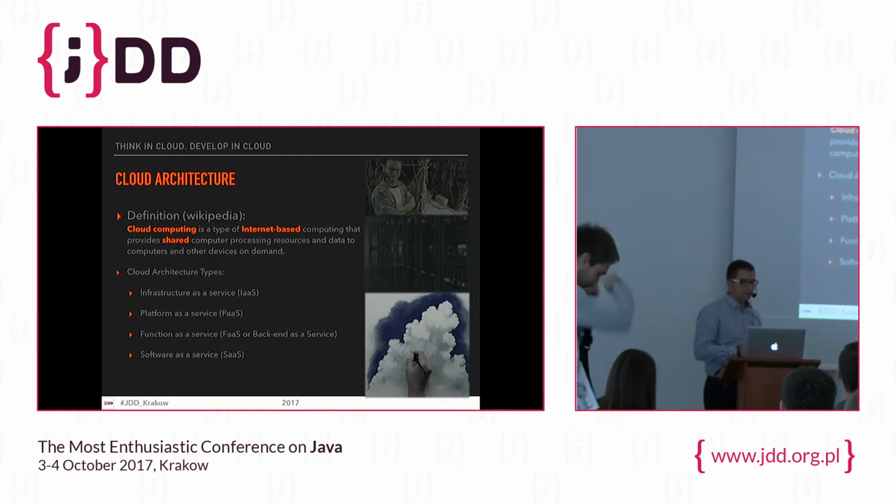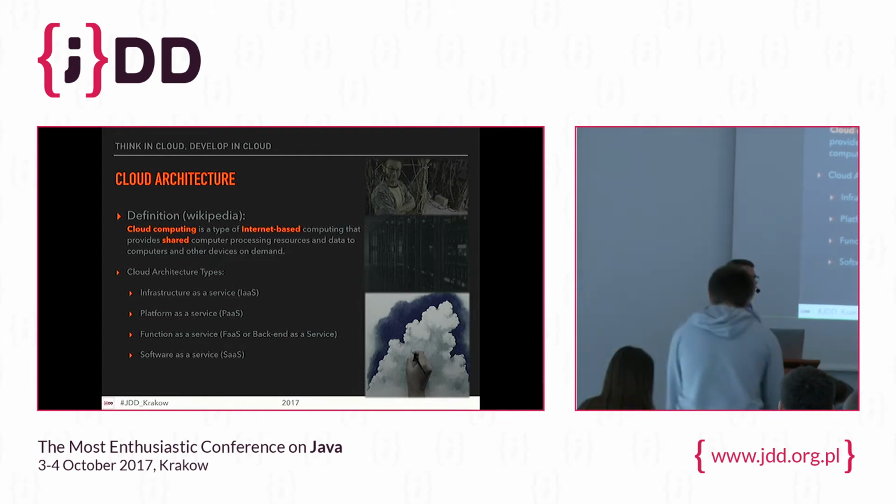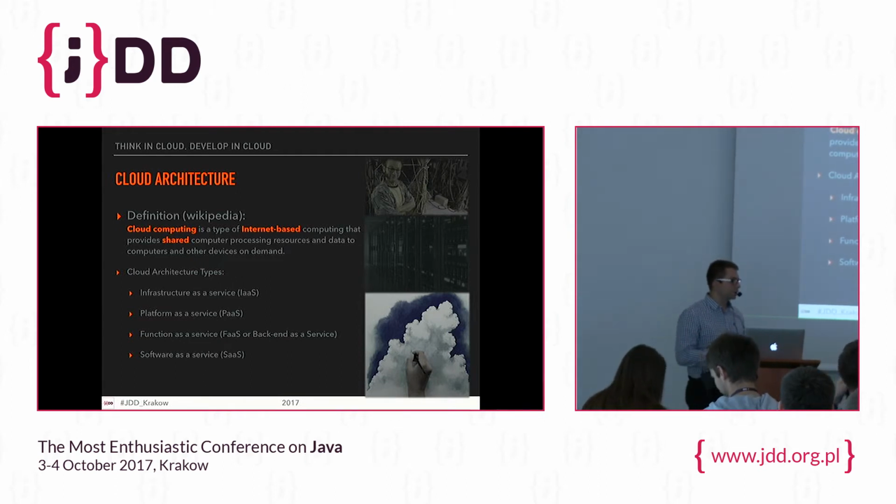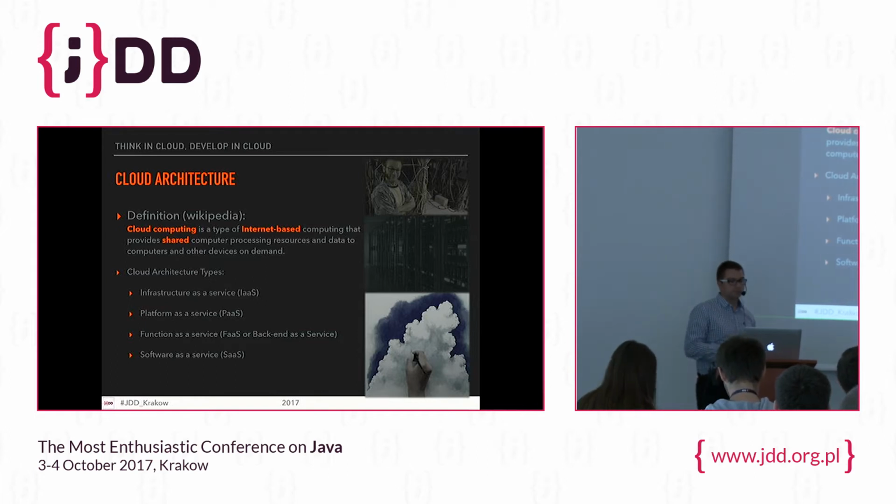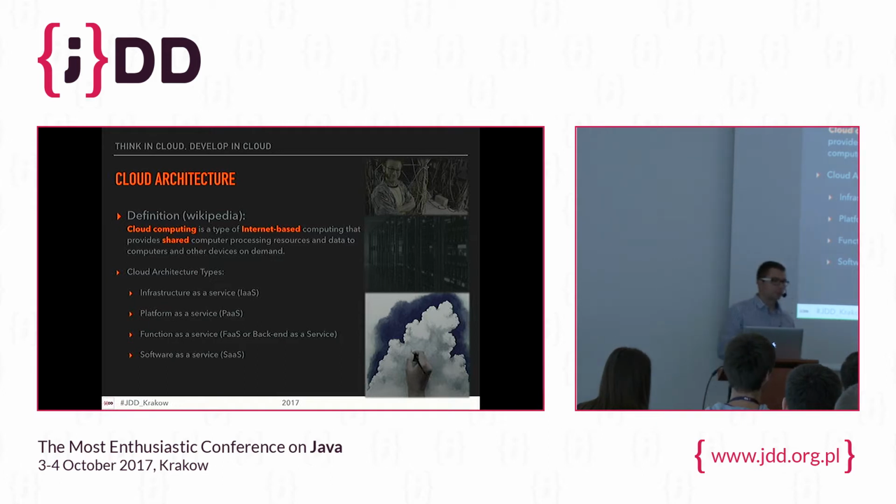For example, infrastructure as a service is just buying virtual machines in the cloud. So we are buying, let's say, processor time, memory and storage in a typical virtual machine. Platform as a service is more like tools. Heroku is a good example of it, where we have a bunch of services and we can use them.